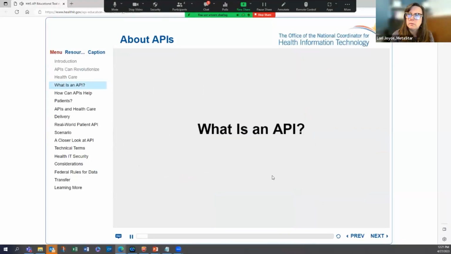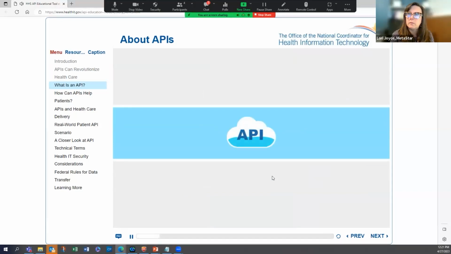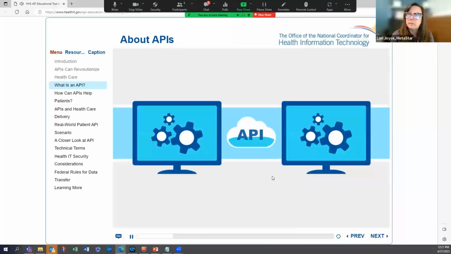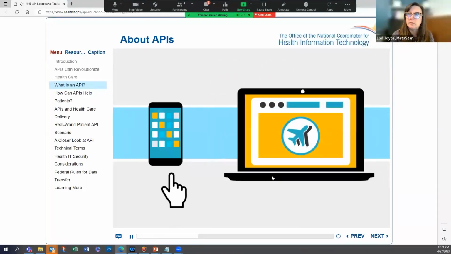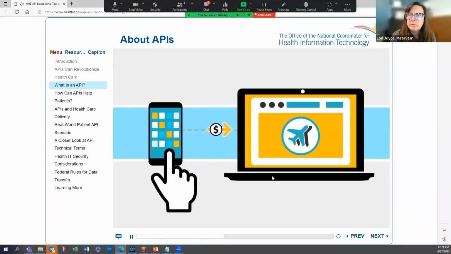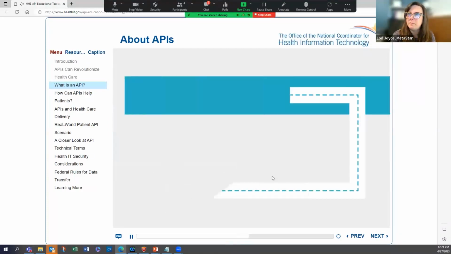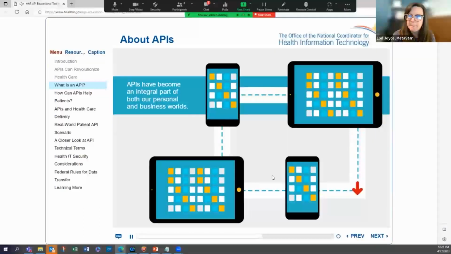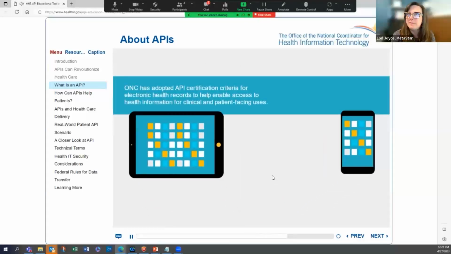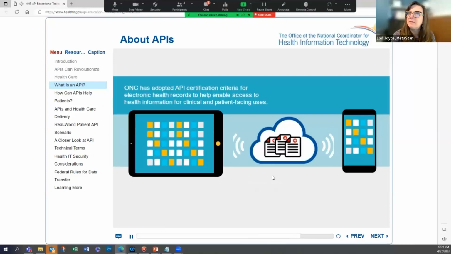What is an API? APIs are messengers or translators that work behind the scenes to help software programs communicate with one another. If you have ever used a web-based application or a mobile app on your computer, smartphone, or tablet to purchase a flight or pay a bill, you've probably used an API. Today, APIs have become an integral part of both our personal and business worlds. ONC has adopted API certification criteria for electronic health records to help enable access to health information for clinical and patient-facing uses.